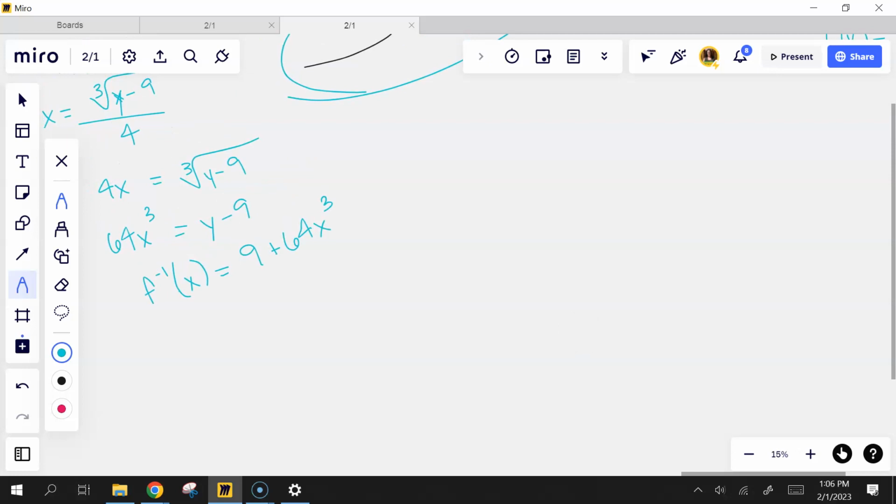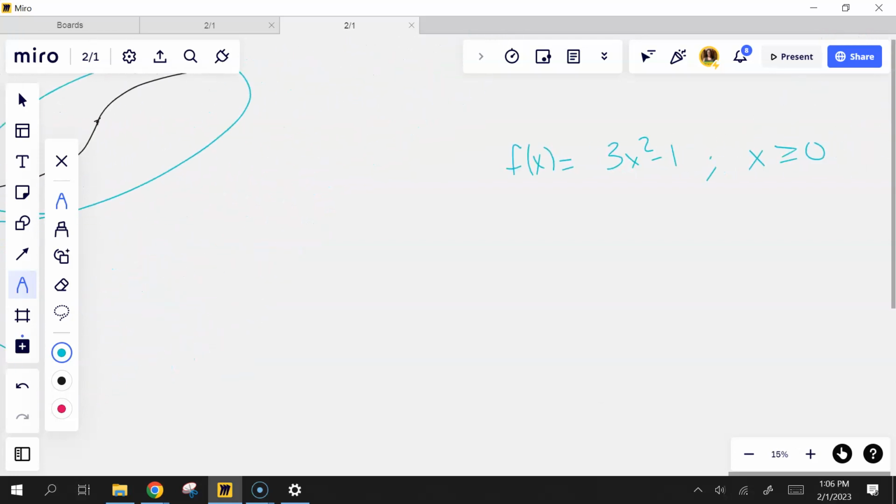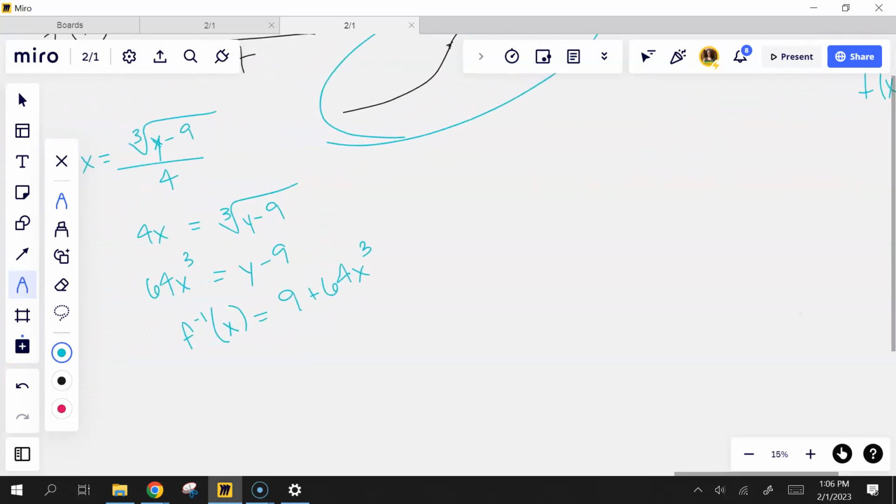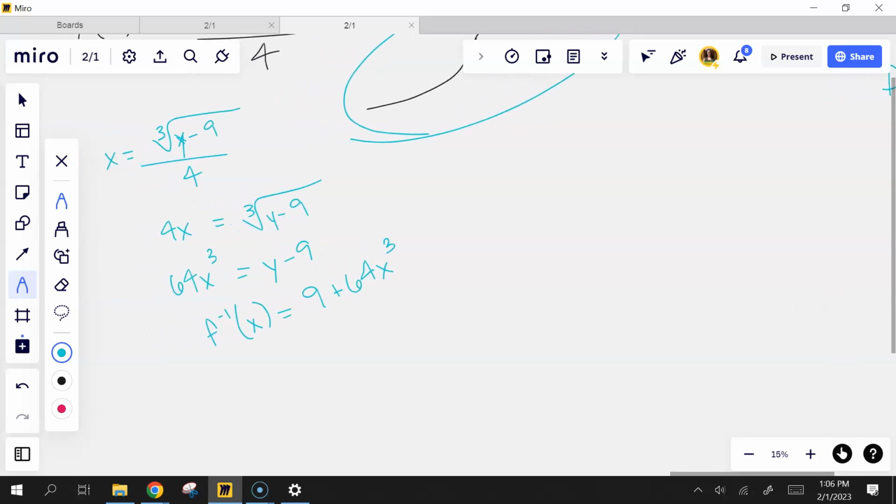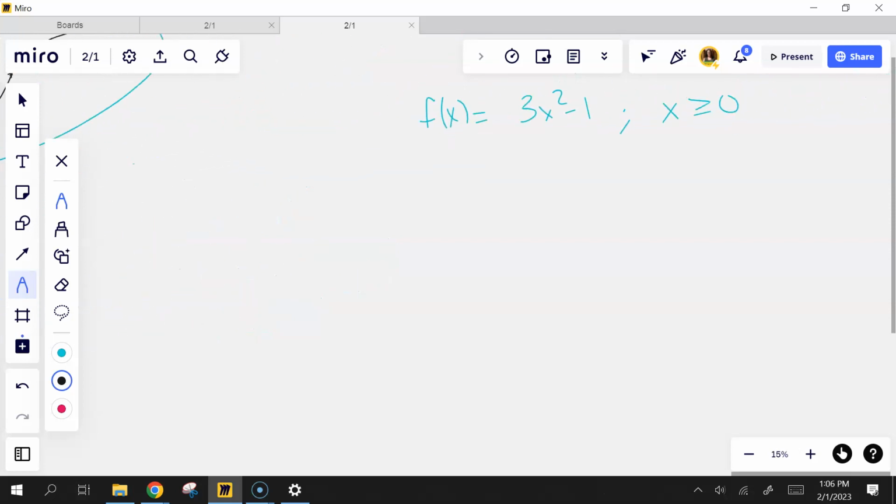Nine plus 64 x cubed, no restrictions. Yes. Okay, and why do you think that? This sounds really bad, but the cube root, why did you not multiply it to y minus 9? Because this cancels each other out. Right. All right, take a look at this one.